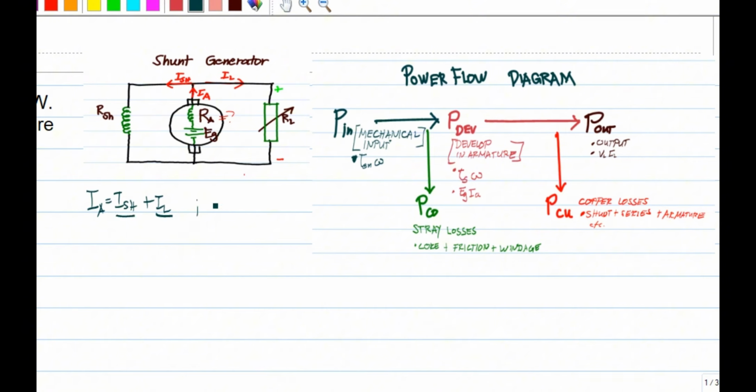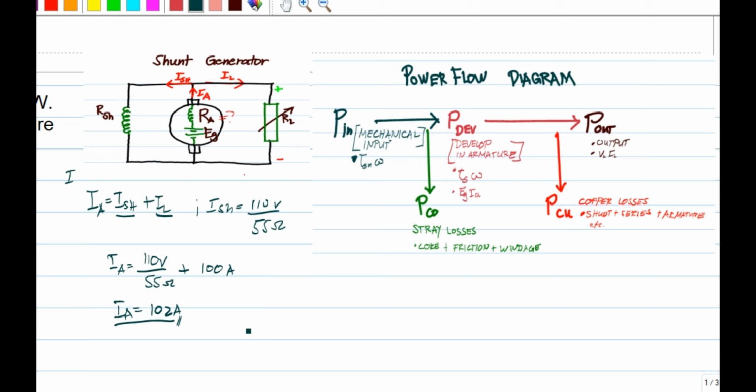ISH is equal to V over R, which is the voltage of 110 volts over RSH, which is 55 ohms. Therefore, IA is equal to 110 volts over 55 ohms plus 100 amperes. 110 divided by 55 is 2. 2 plus 100, you have 102 amperes. Now that we have IA, we are going to find EG.